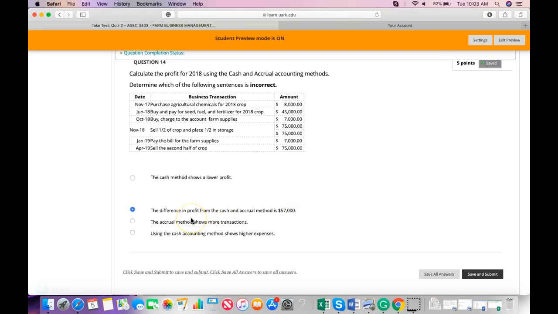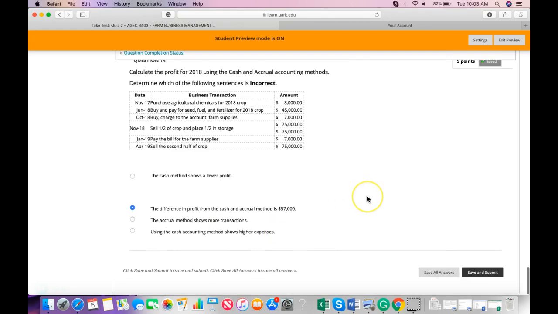And then the other one is that the accounting method shows higher expenses because we count all the expenses that have to do with that production activity, regardless of the year. So if you chose either of those, you should have gotten credit, and I am going through manually and updating that. So after a few days, if you see that you didn't get those points, but you chose either the difference in profit from cash and accrual method is $57,000, or using the cash accounting method shows higher expenses, then you should get those points.